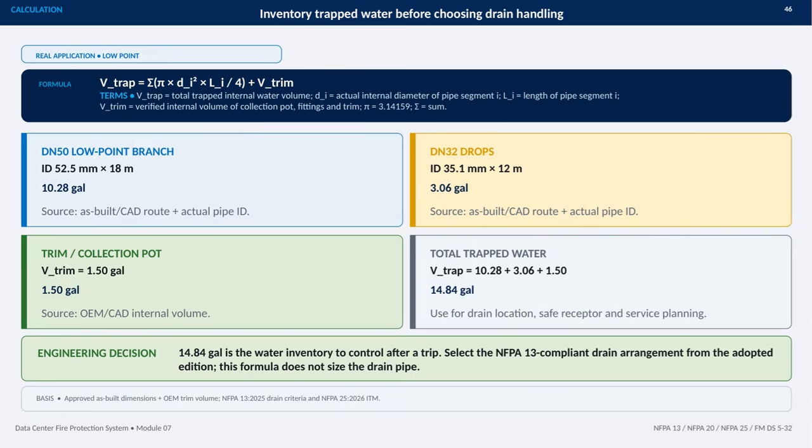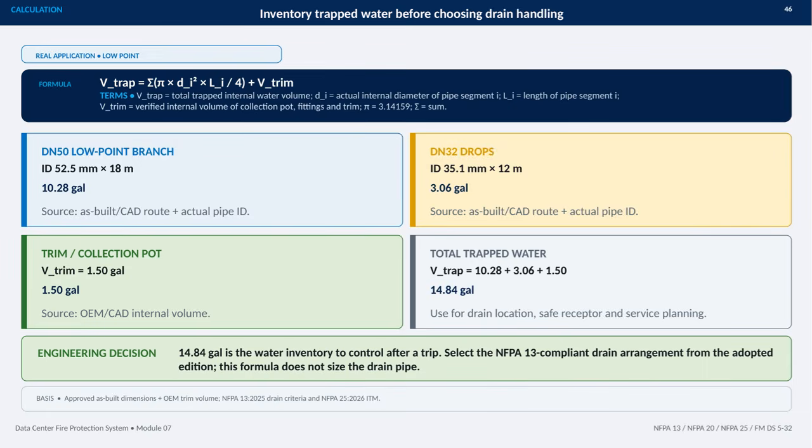The DN50 low-point branch contributes 10.28 gallons, based on a 52.5 mm internal diameter over 18 meters. The DN32 drops contribute another 3.06 gallons, using a 35.1 mm internal diameter over 12 meters. Finally, the trim and collection pot add 1.50 gallons, based on OEM or CAD data. These values come from the approved as-built or CAD route, actual pipe IDs, and verified equipment volumes.